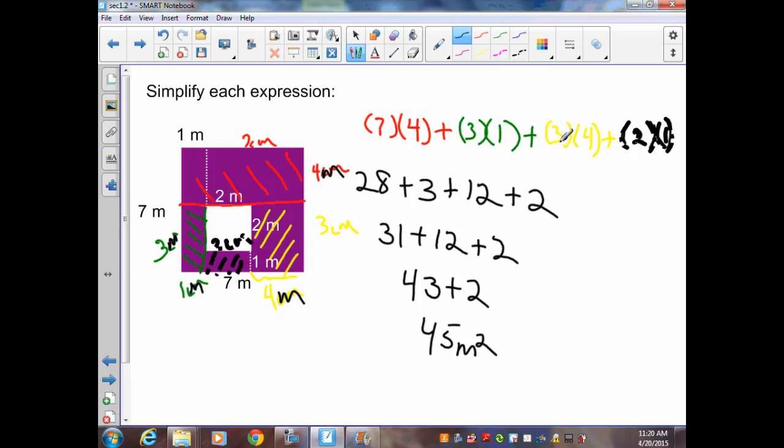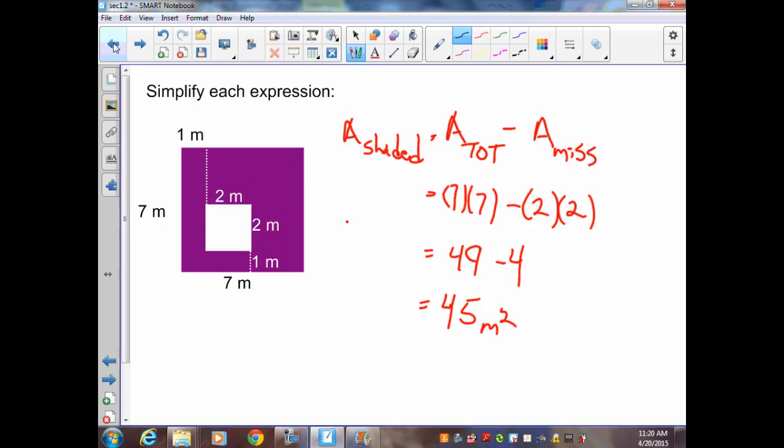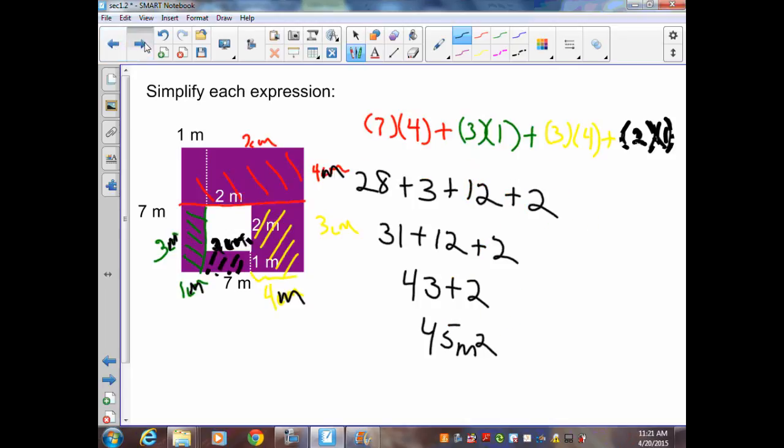Then I have this tiny little piece right here. And I know that since this is 1 and this is 4, that gives me a length of 5. And that tells me that this piece here is 2 meters long. And I already know it's by 1, 2 by 1. Now, by order of operations, 7 times 4 is 28. That gives me 3, 12, and 2. And then finally, I find all their sum, and I get 45 meters, just as I did on my previous one using the other method.